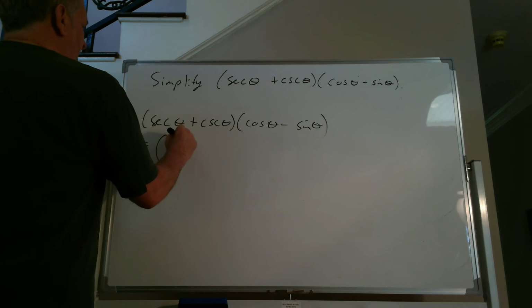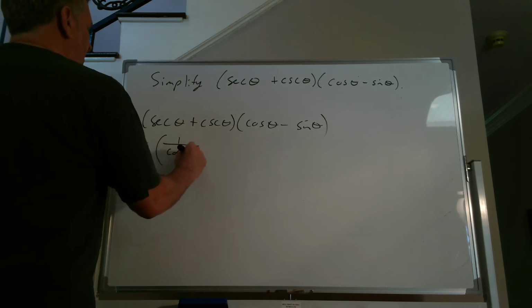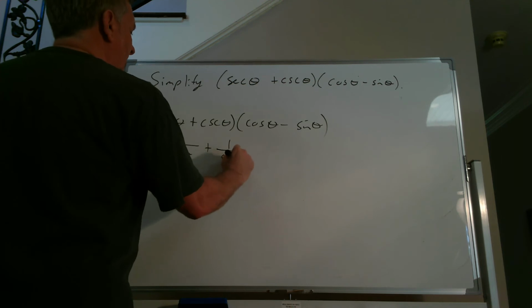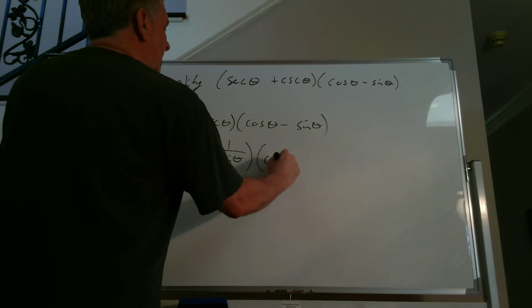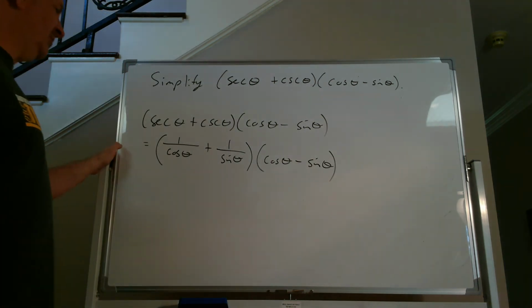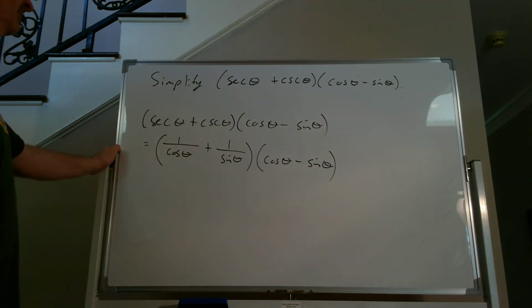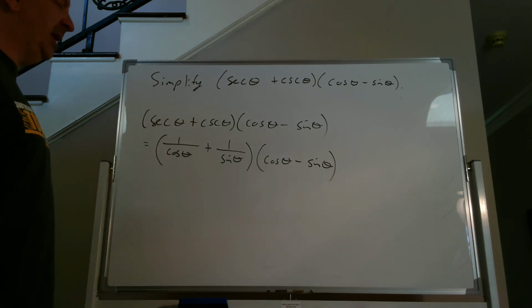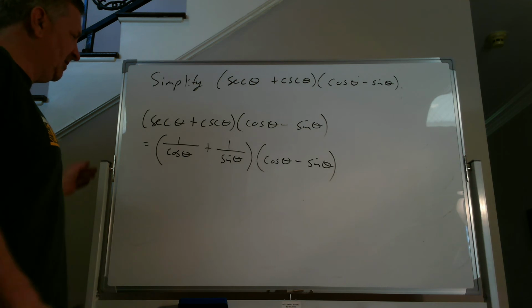So secant theta is 1 over cosine theta. Cosecant theta is 1 over sine theta. And I'm left with cosine minus sine. I'm not going to touch that. So everything's in terms of sines and cosines. I mean, if you wanted to multiply out first, that'd be fine too, but I think your second step is going to change everything to sines and cosines.